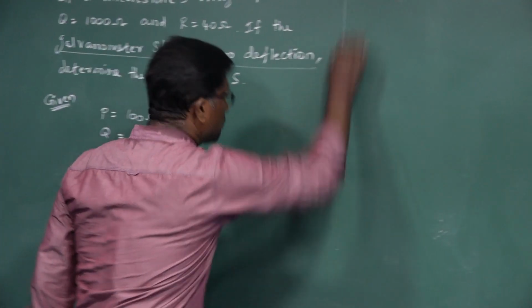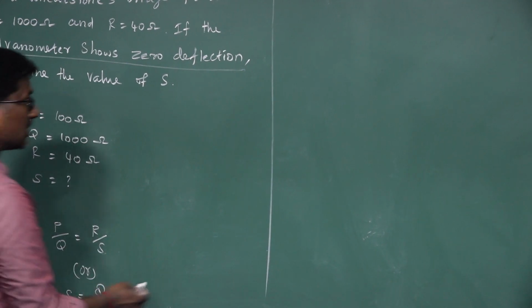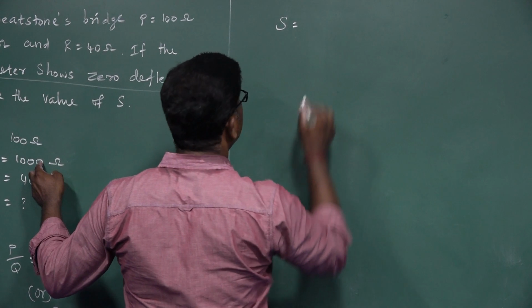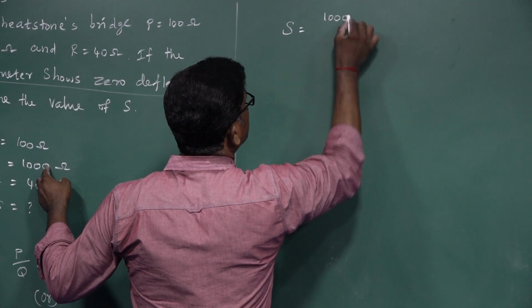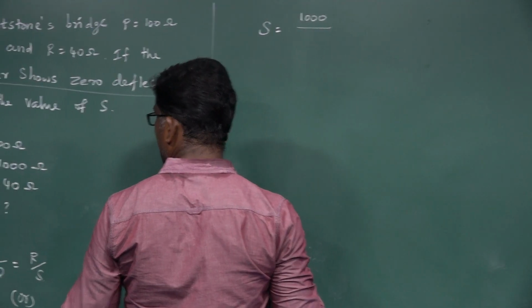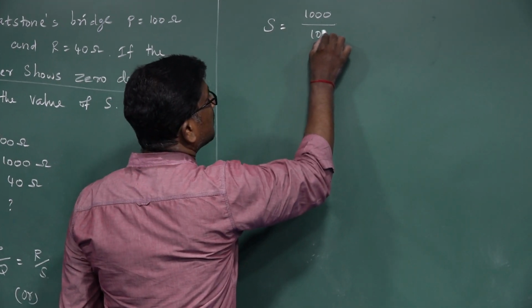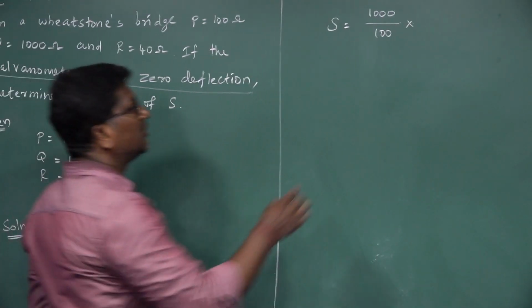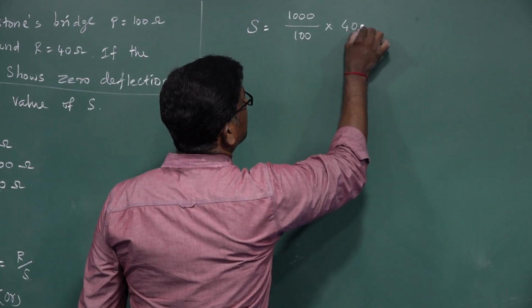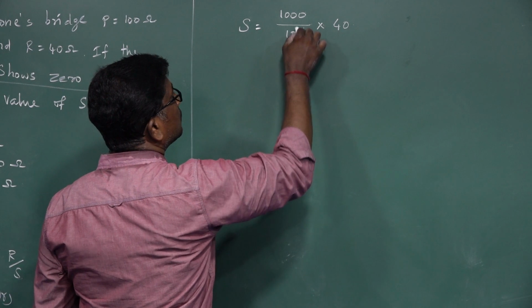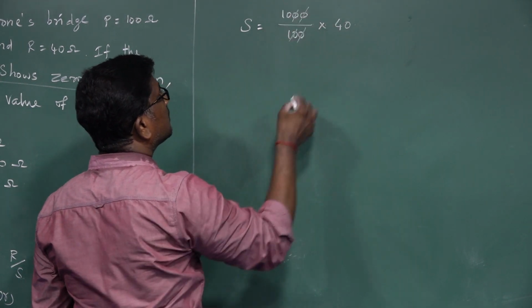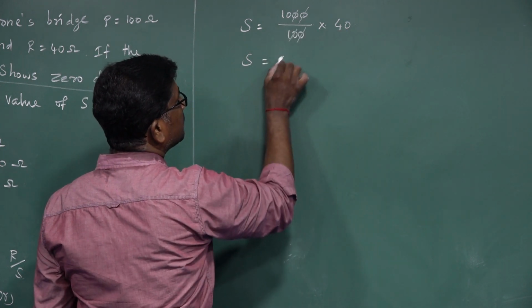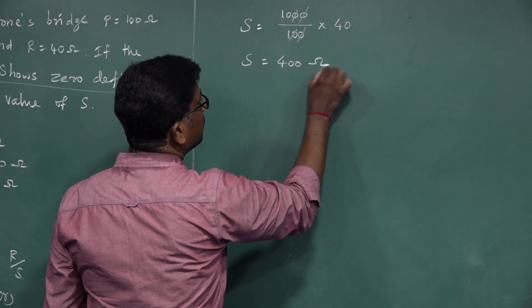Now substitute the known values in this equation. Then S is equal to Q value 1000 divided by P value 100, into R value 40. The zeros cancel. Therefore S is equal to 10 into 40, which is 400.